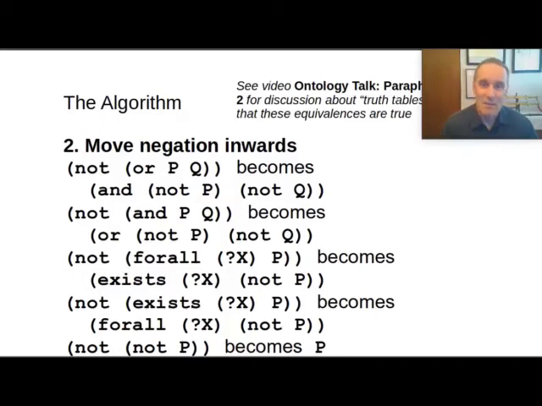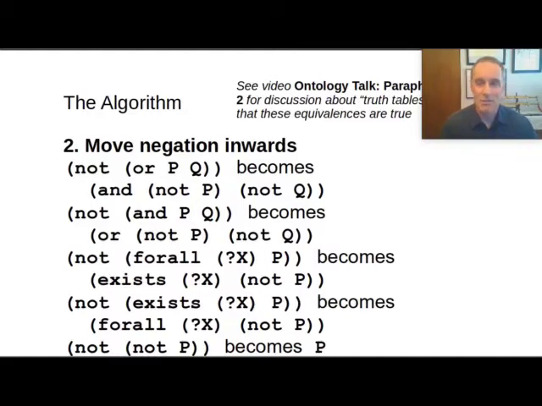The next thing you want to do is move negation inwards. Oh, and by the way, up in the upper corner, it's this other video, Ontology Talk, Paraphrasing Logic. That gives this discussion of truth tables. It's part 2. Again, I'll link it down in the comments.